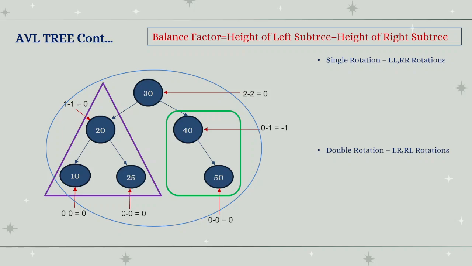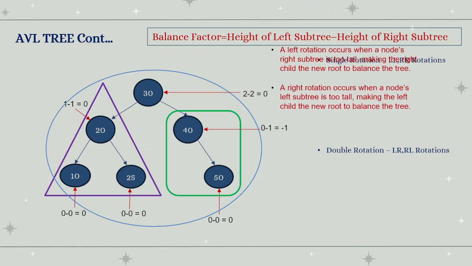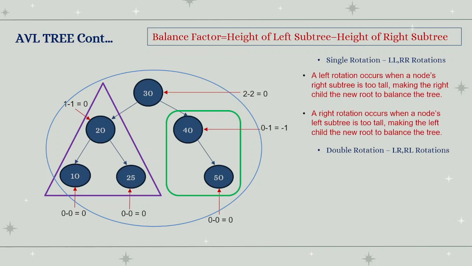To maintain balance, AVL trees use rotations. There are 4 types of rotations: left rotation, right rotation, left-right rotation, and right-left rotation. First, left rotation. This occurs when a node becomes unbalanced with a balance factor of minus 2, meaning its right subtree is too tall. The left rotation makes the right child the new root, balancing the tree.